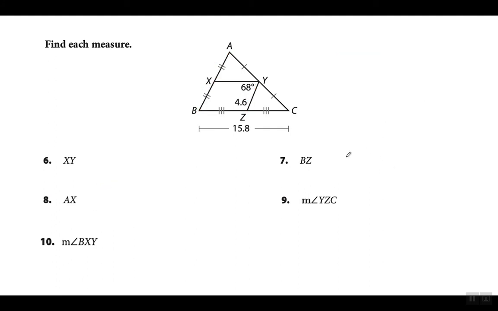All right, let's look at number 9. The measure of angle YZC. So we've got to find that angle. Very easy. This line is parallel to this line. So that means, again, the alternate interior angle theorem: this angle is going to equal this angle right here, 68 degrees.